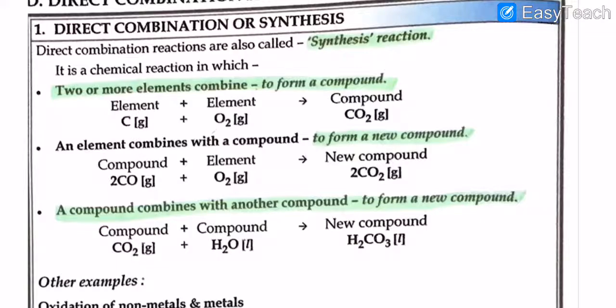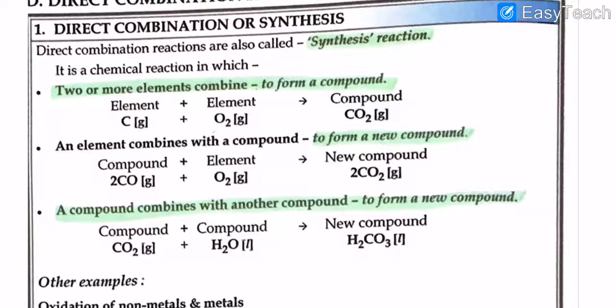An element combines with a compound to form a new compound, or a compound combines with another compound to form a new compound. So it can be any way, shape, or form. It can be two elements, one element and one compound, or two compounds. At the end, you will only get one result: a new element or a new compound.